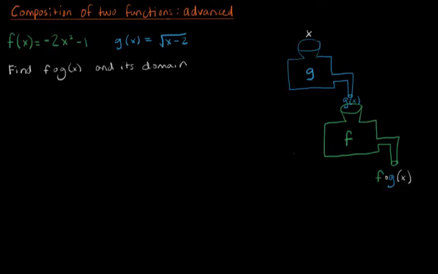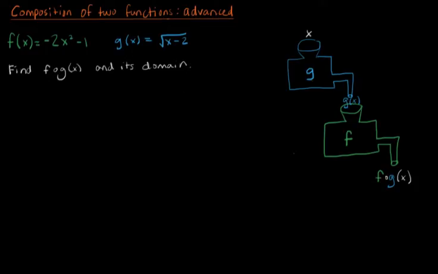In this video, I want to talk about a little bit more complicated, a more advanced composition of two functions. So remember that the composition of functions is when we have one function and then whatever we get out of that function, we just put right into another function, and whatever comes out, that's the result. So in this case, we're going to find f of g of x and its domain.